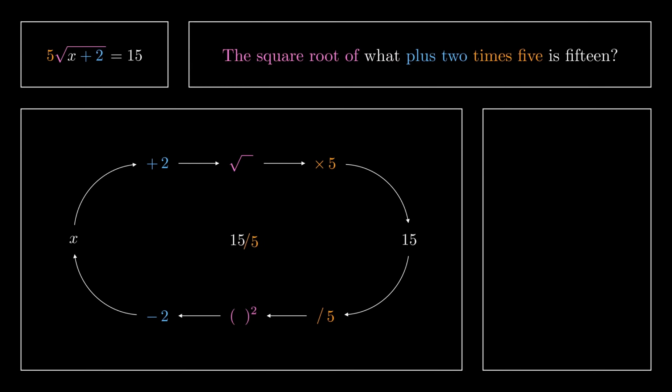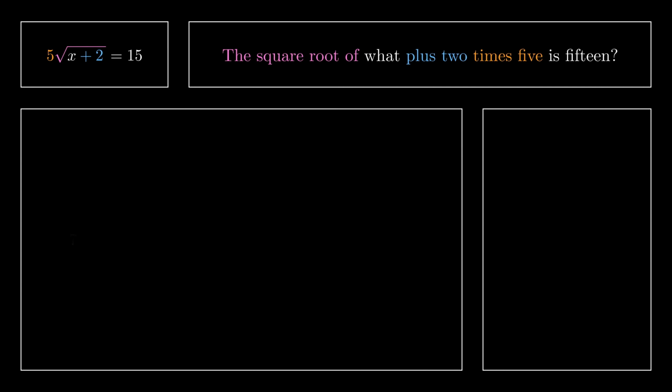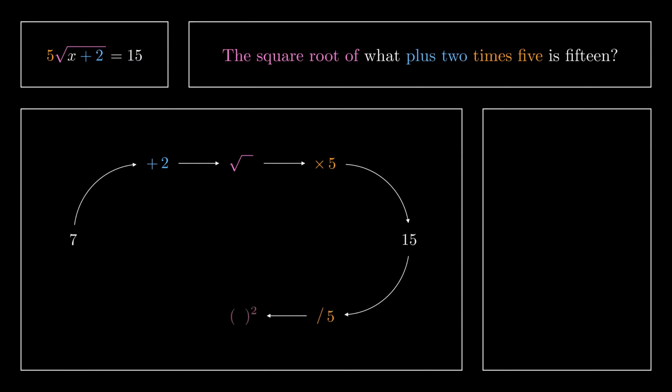Let's run that. 15 divided by 5 is 3. 3 squared is 9. 9 minus 2 is 7. That's the answer. Let's check it. 7 plus 2 is 9. The square root of 9 is 3, times 5 is 15. 15 divided by 5 is 3. Squared is 9, minus 2 is 7.